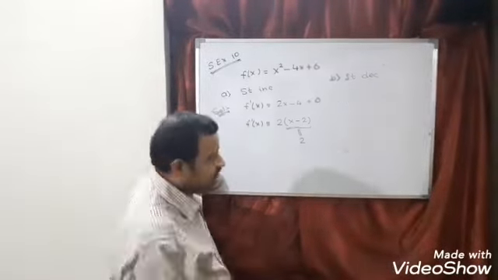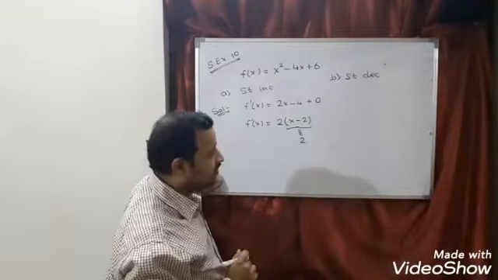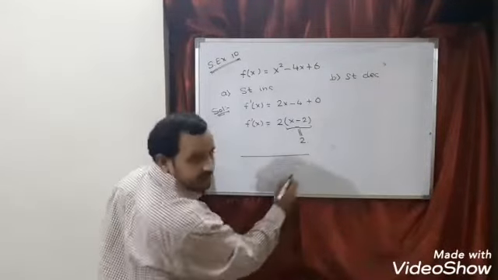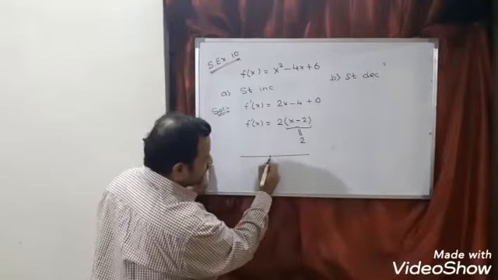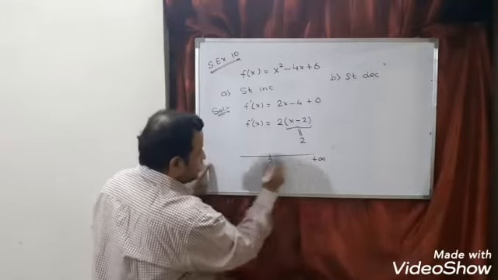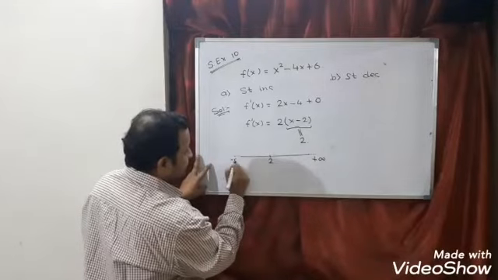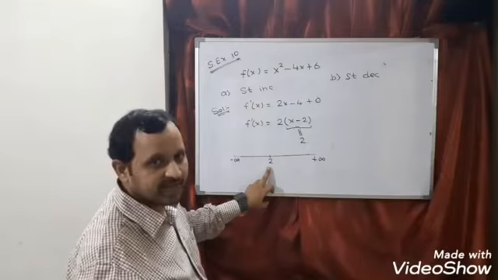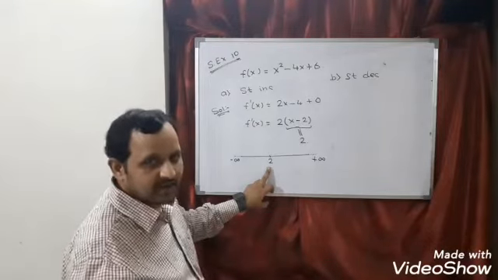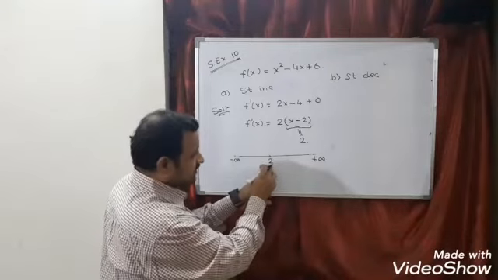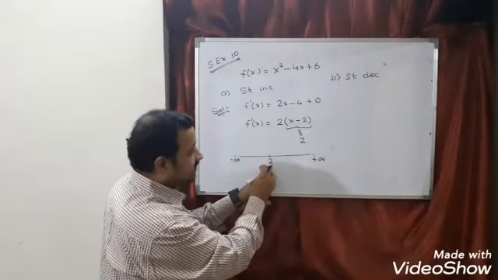Next step, plot all the critical points on the number line in increasing order. So only one critical point, so I can say 2. Here I can say plus infinity, and here I can say minus infinity. Plot all the critical points on the number line in increasing order, and after the largest critical point, put positive.